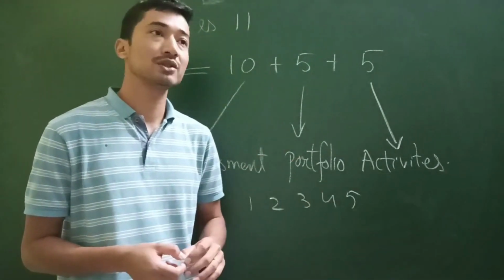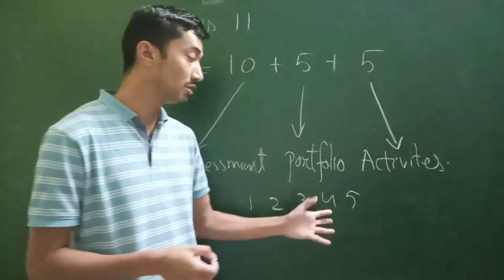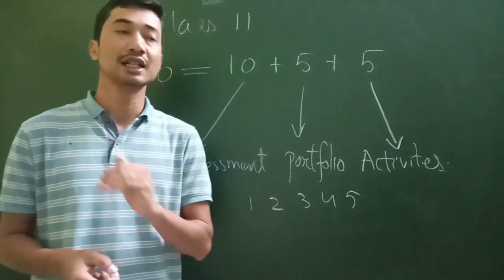Good means he's good in drawing also, he's good in cooperation also, he's good in his writing skills also. That will be 4 marks. 5 marks will be excellent, almost perfect.